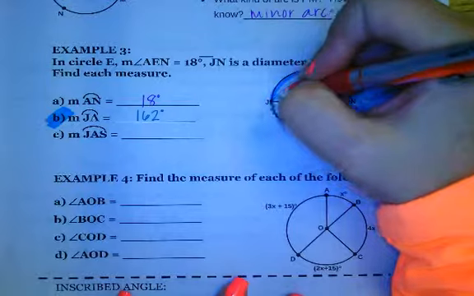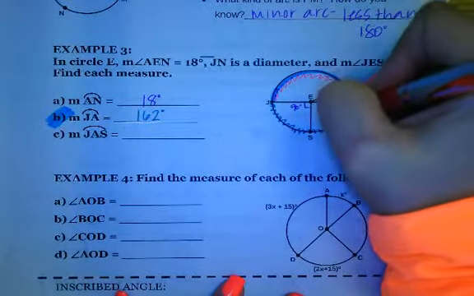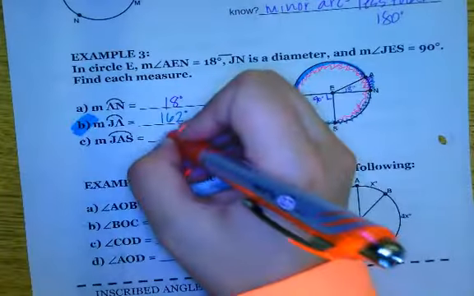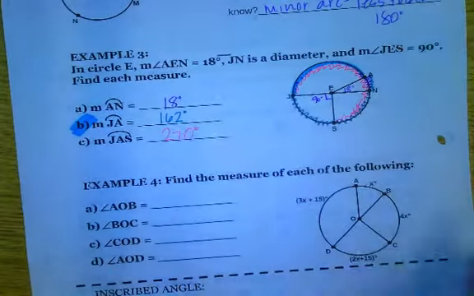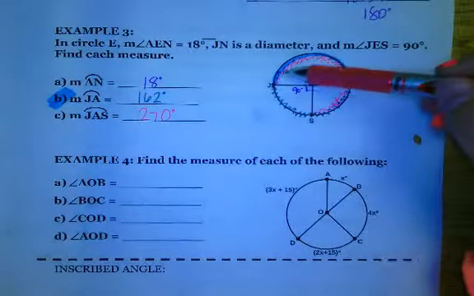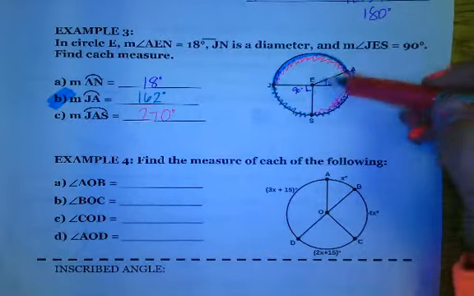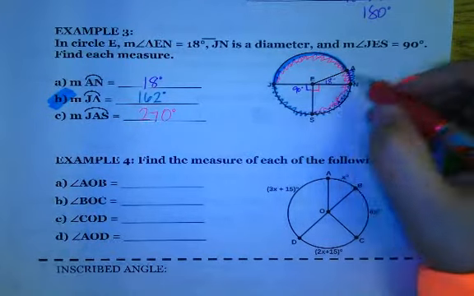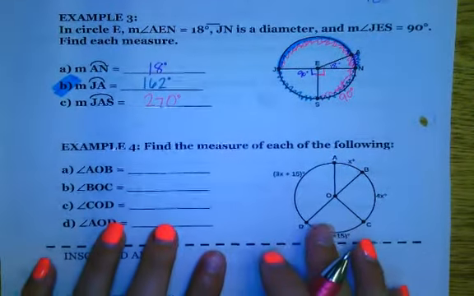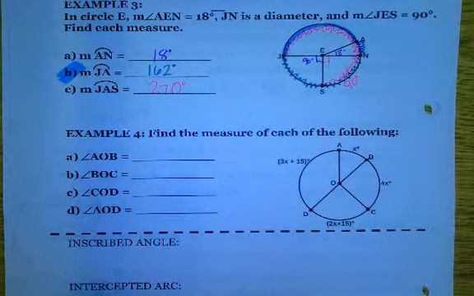JAS, all of this. 270 degrees, why? Because it's 360 degrees and part of it is 90. Very good. So you have one half of this being 180 degrees, and then you have 90 degrees because of the central angle right here. So 90 and 180 equals 270. Questions on example 3? Okay.